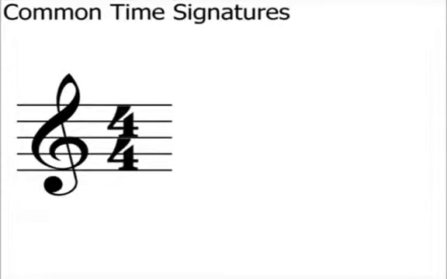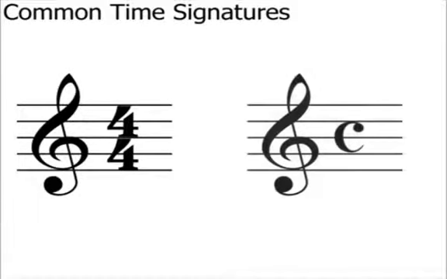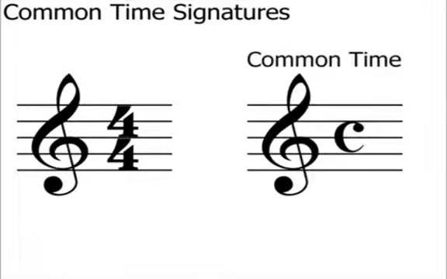So let's look at some fairly common time signatures. 4-4, this is a very common time signature. So much so, it is often abbreviated to this symbol. The C is short for common time. Now I've already said that this time signature means that there are 4 crotchet beats in a bar.